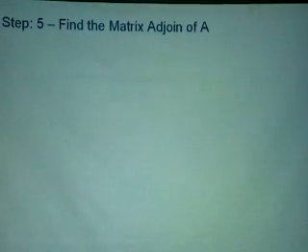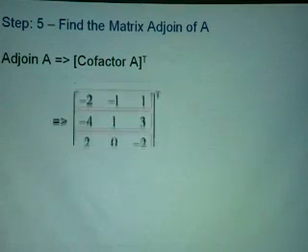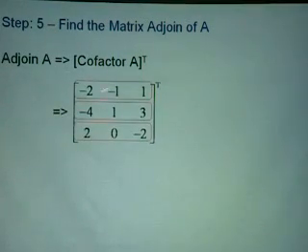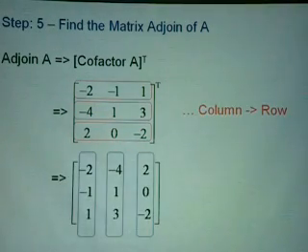Alright? Step number 5 is to convert the cofactor to the adjoint. In order to find the adjoint of A, we do a transposition on the cofactor of A. Remember, to do a transposition, all the elements in a row you convert into a column, and columns to rows. So from here, negative 2, negative 1, 1 becomes a column, and then row 2 becomes column 2, and row 3 becomes column 3. So that is the adjoint of A.